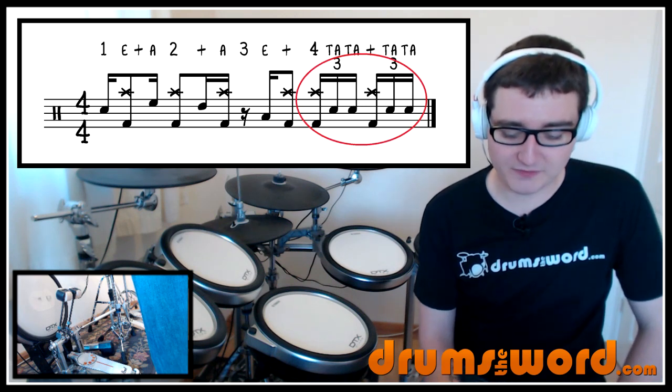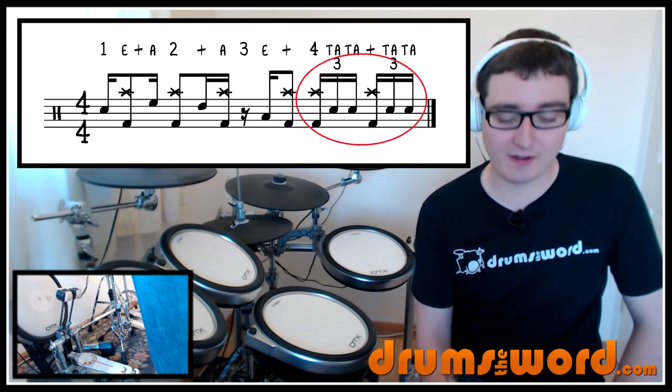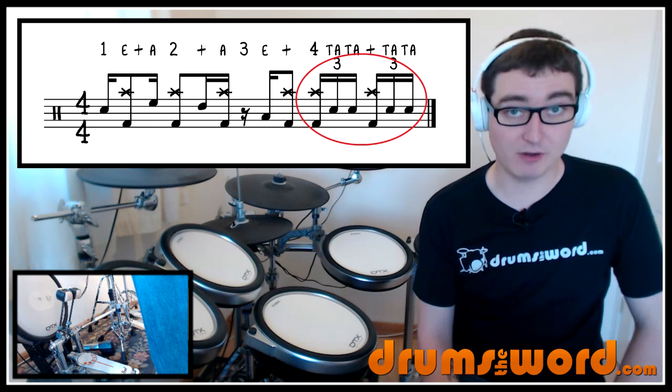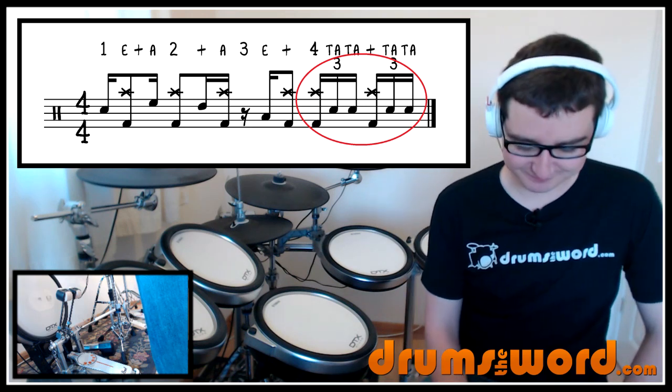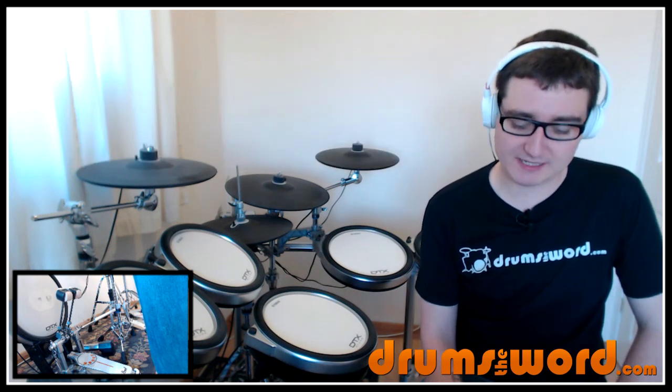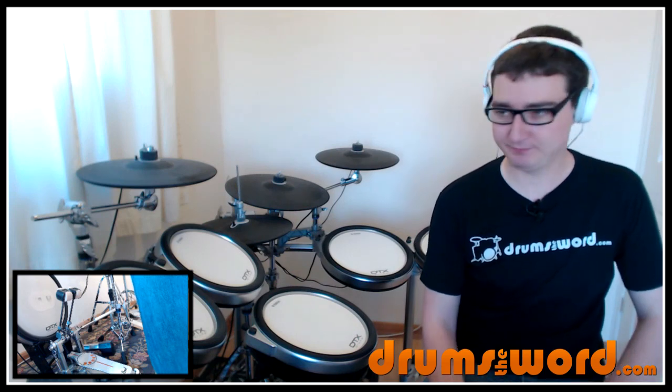Beat 4 has been filled with 16th note triplets, and just for fun, I've grouped them into 2 groups of 3, for no reason. So let's now hear what the bar sounds like when played and counted out loud.